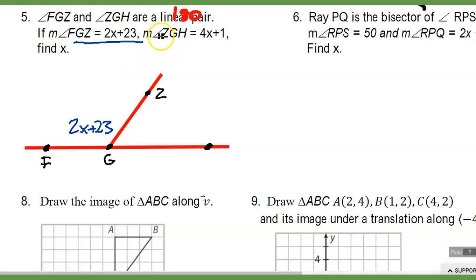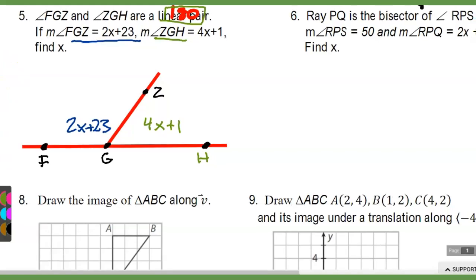Okay, now we have ZGH, ZG, and then here's H over here. This will be 4x plus 1. So these two angles, we already know, are a linear pair, so they add up to 180. So we need to solve the equation that adds those two up and equals 180 degrees.